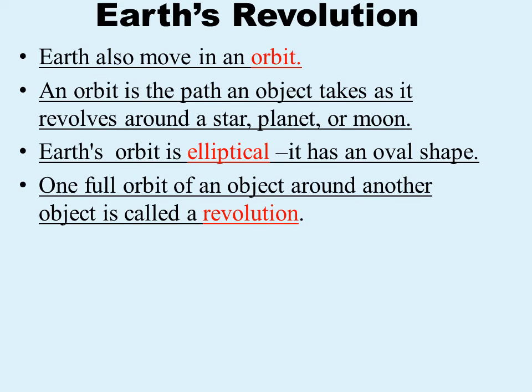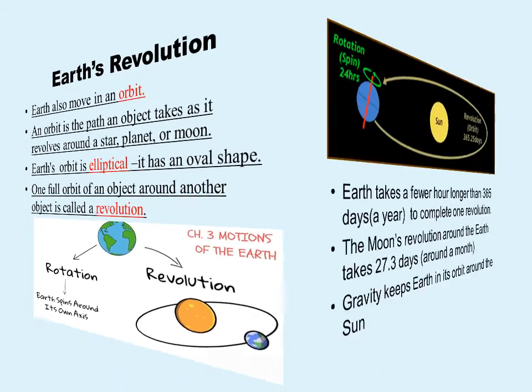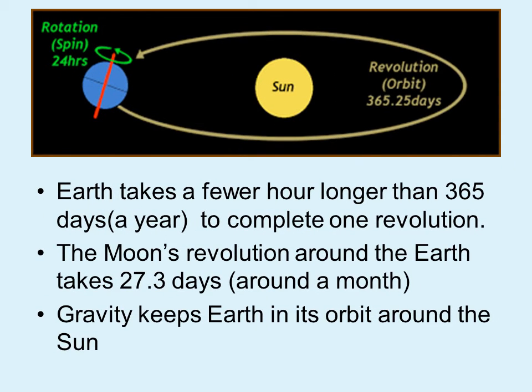So one full orbit of an object around another object is called revolution. So revolution means one full orbit or movement of one object around another object. So our Earth is moving both ways, rotation and revolution. You can see here, rotation, Earth spins around its own axis, but revolution means around another object. Here look at the picture, you can see rotation and revolution.